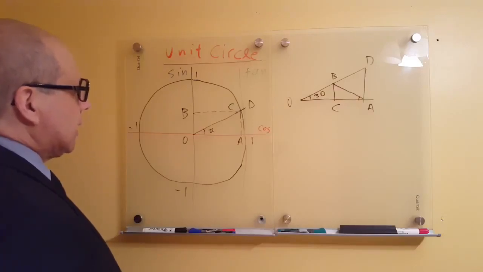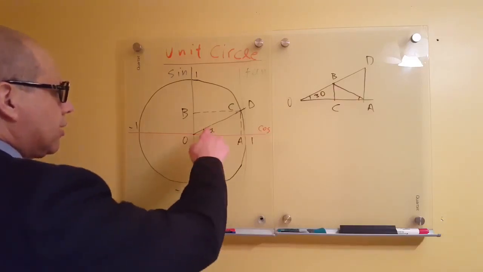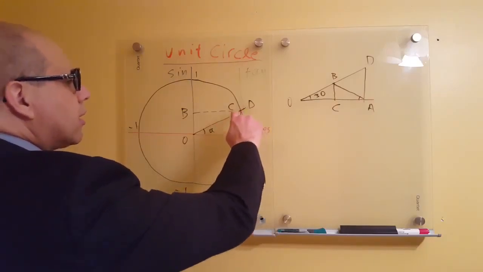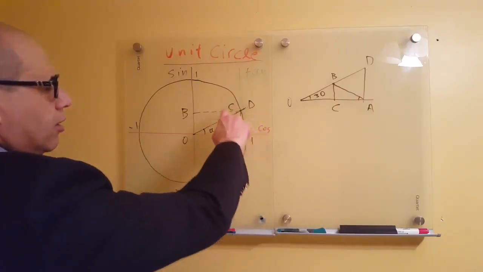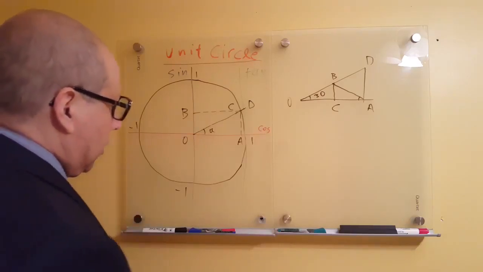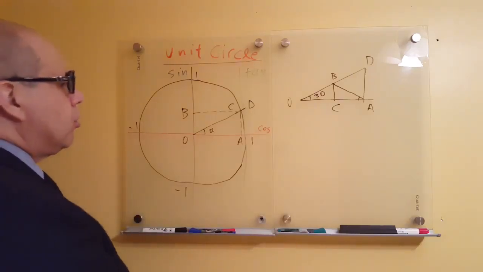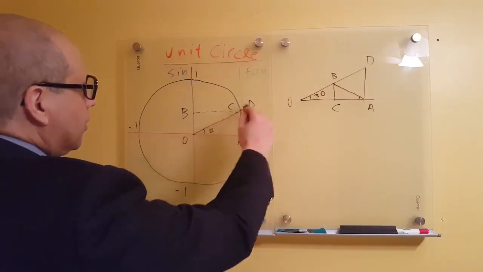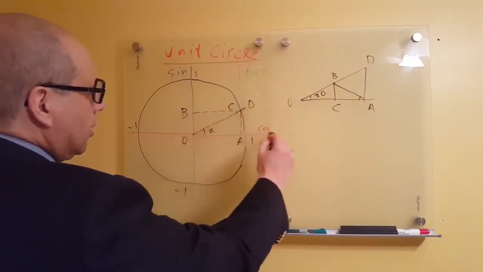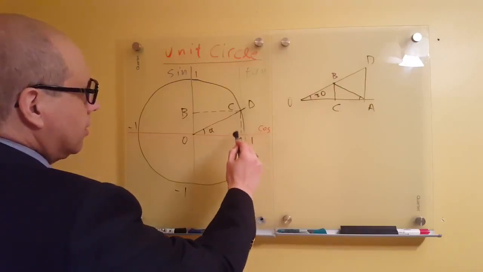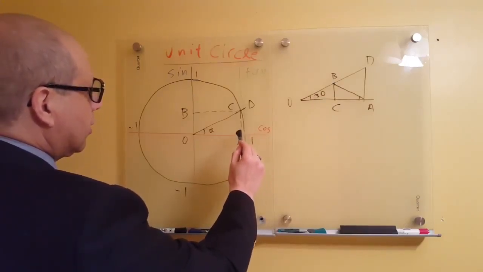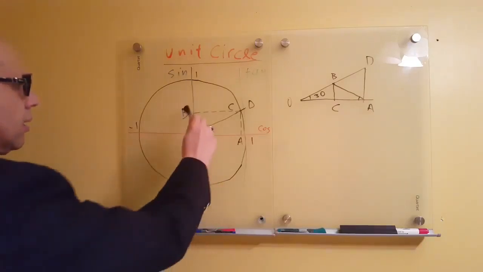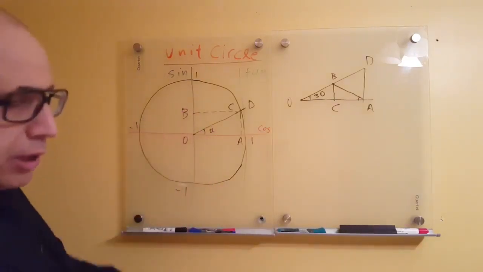Let's say you take this angle here, A. A intersects the circle at the point C. From C you bring the projection into the cosine axis, and that intersects at A, and you do the same on the sine axis, and that intersects the sine axis at B.